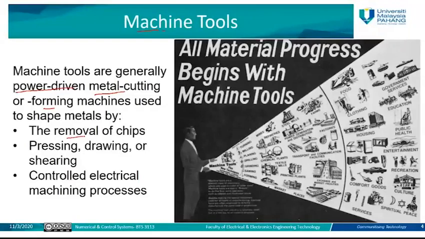For example, to remove chips from this material, or pressing, drawing, shearing, controlled electrical machining processes, and so on. All these use machine tools. So if you see, the motor is a machine. The servo motor is a machine. The stepper motor is a machine, and so on. I'm not sure if you studied the course for machines.